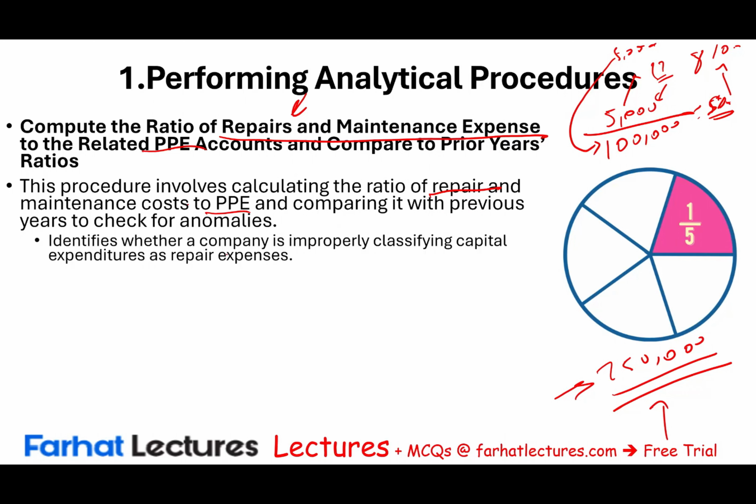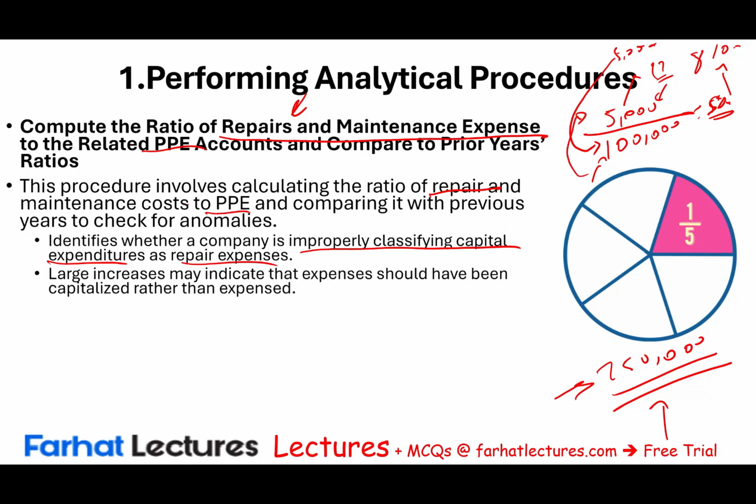Now we need to identify whether a company is improperly classifying capital expenditure as repair and maintenance expense. It could be that something should be in PP&E, but now it's going to repair and maintenance. So you have to be very careful. A large increase may indicate that an expense should have been capitalized rather than expensed.